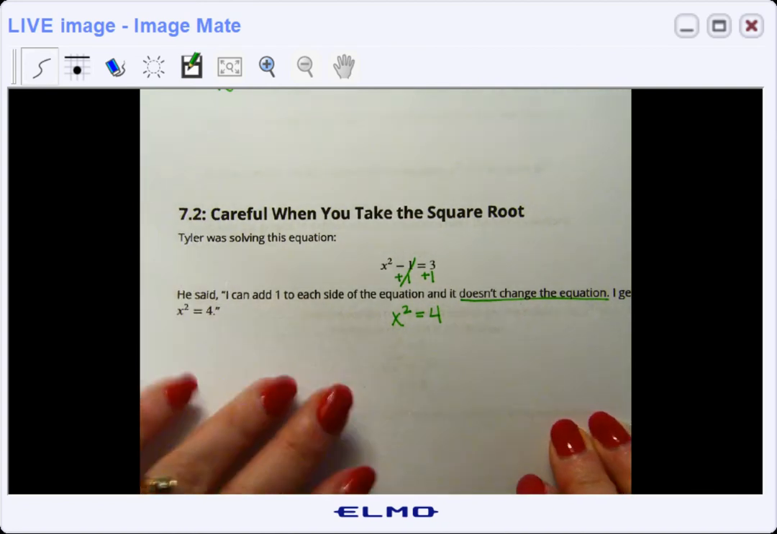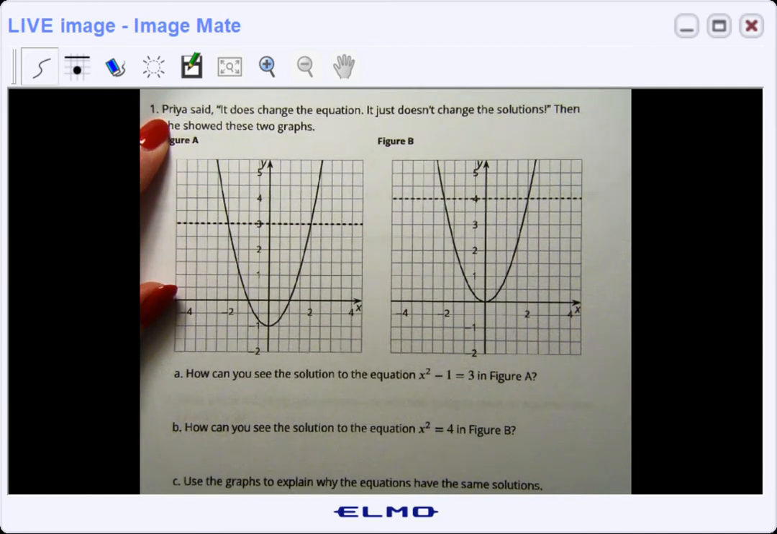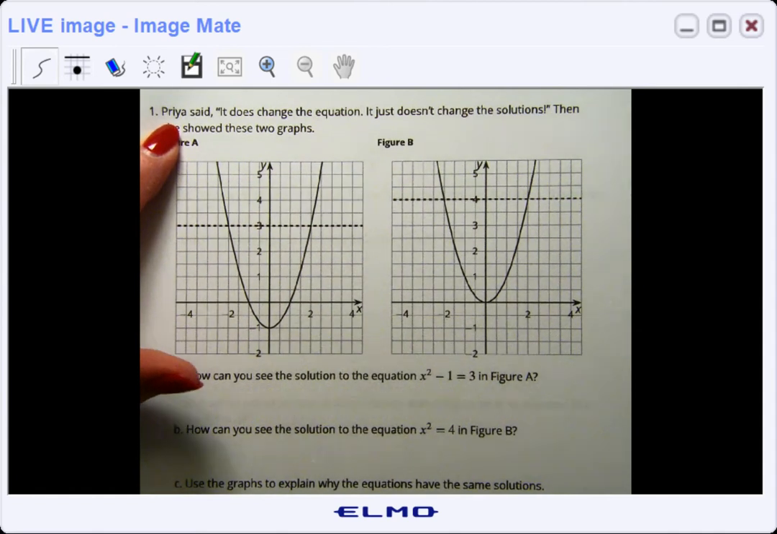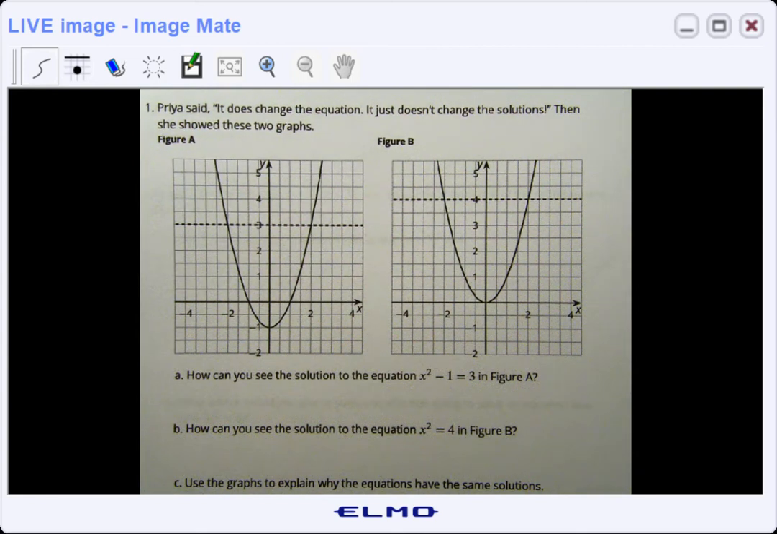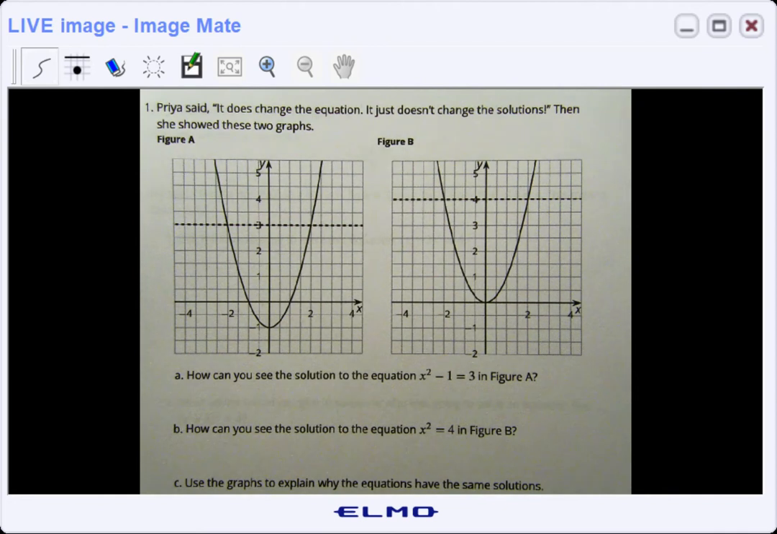Then I believe this name is Priya. So Priya, another person that's not Claire. We've had so many stories about Claire. But this time Priya said, it does change the equation. It just doesn't change the solutions. Well, that's an interesting thing to think about. It changes the equation, but it doesn't change the solutions. So she made these two graphs to show him what she was talking about.